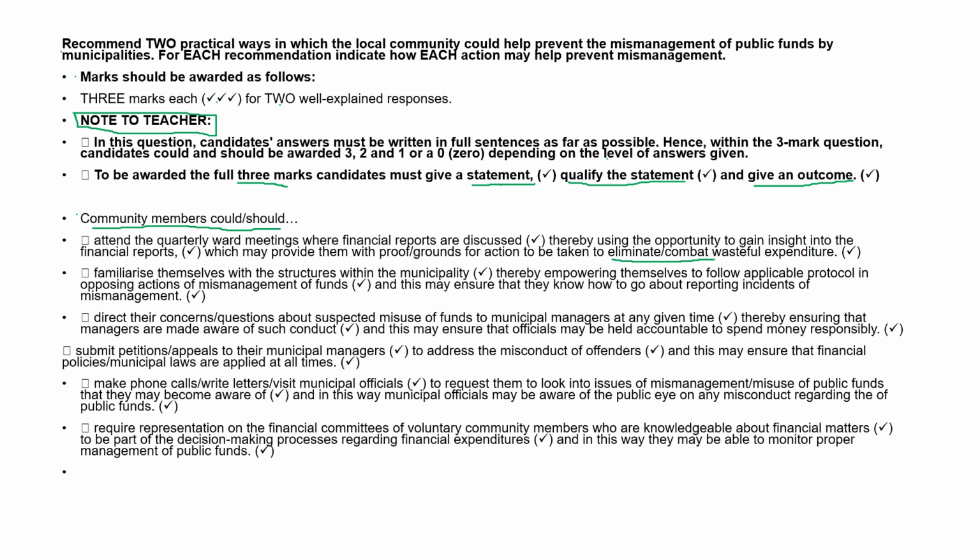They said how many recommendations? Two, right? Now when you are given recommendation one, this is your first recommendation. This is what you recommend, and then you get your three marks. Let's move to the next one. Community members could, again, or should familiarize themselves with the structures within the municipality, thereby empowering themselves to follow applicable protocol in opposing the mismanagement of funds. And this may ensure that they know how to go about reporting incidents of mismanagement in the municipality.